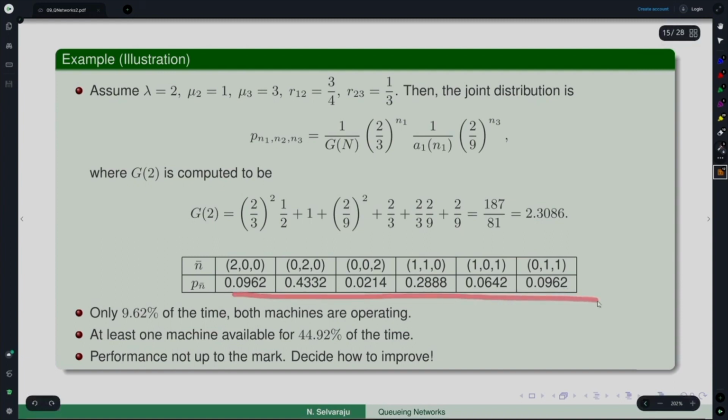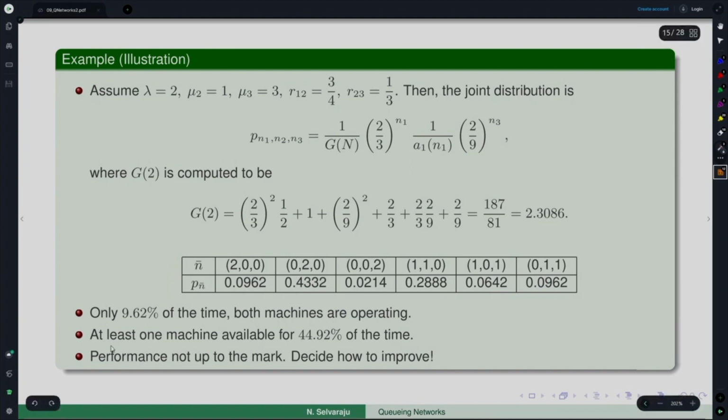Now, once I have this joint probability distribution, if I want marginals, I can obtain them. If I want other quantities, whatever I require with respect to this, I can obtain from this distribution. So, once we obtain this distribution, then marginals, mean number in the system, everything can be obtained from this.